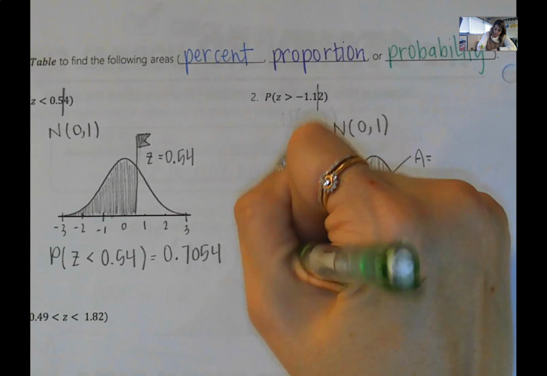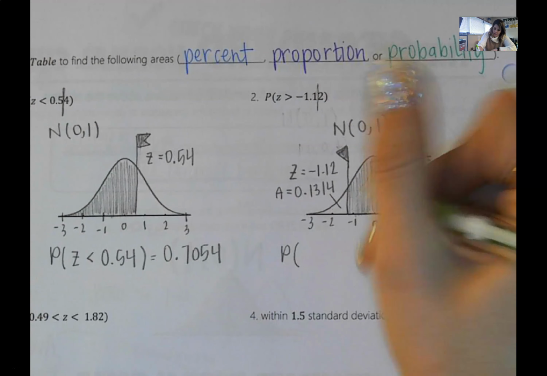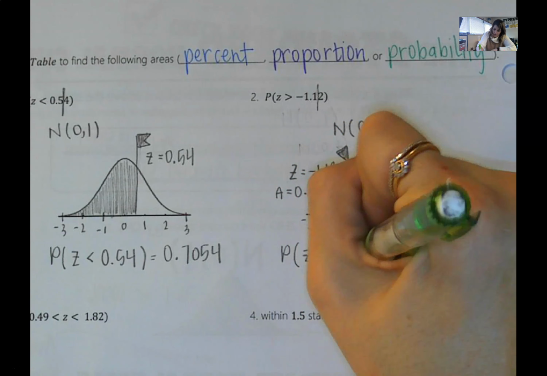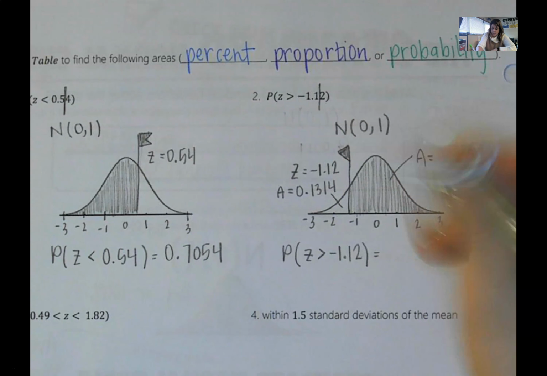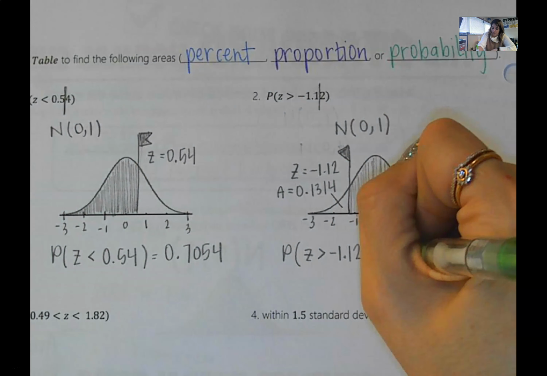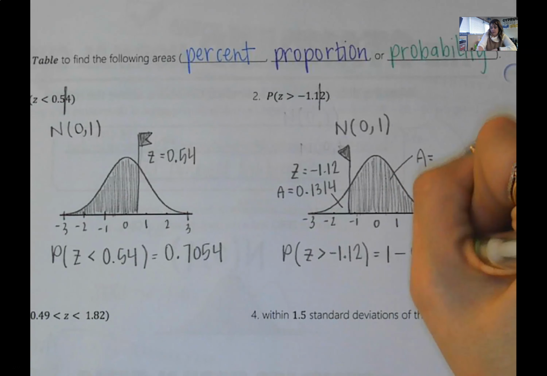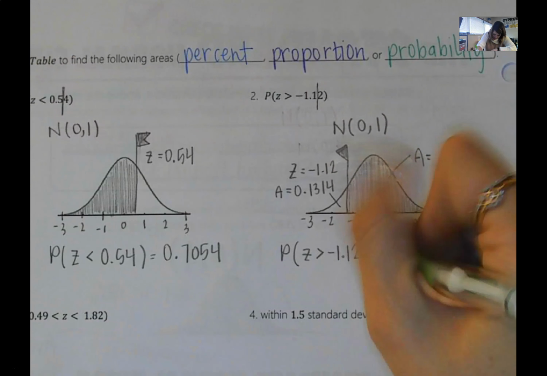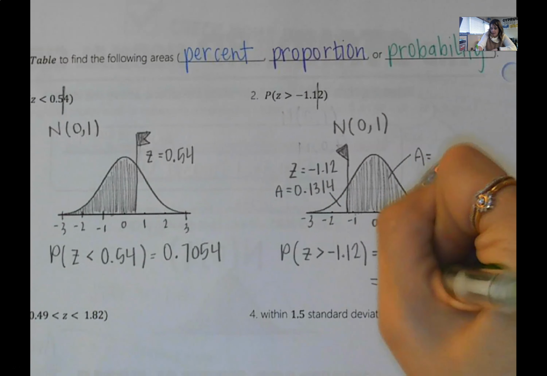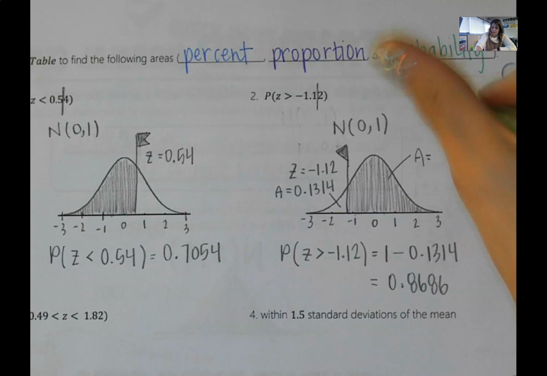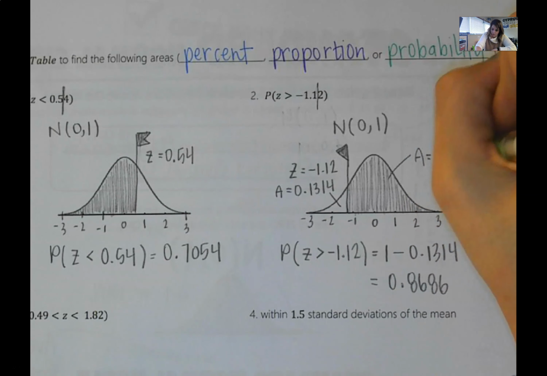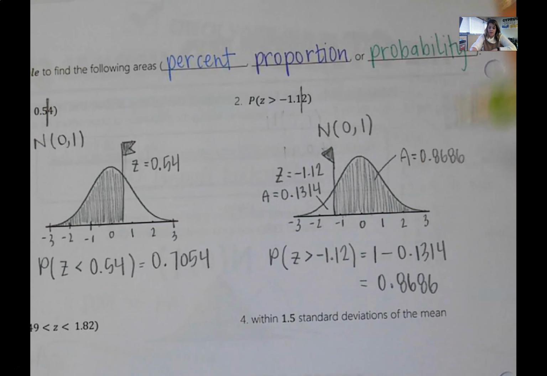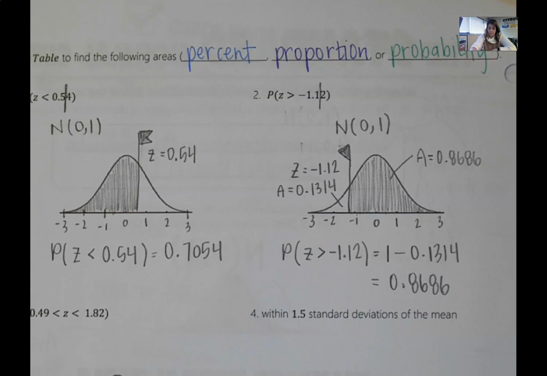So that means the area to the right of negative 1.12 is equal to 1 minus the area that was to the left. That ends up being 0.8686. So I write that down in my answer area, and I labeled it on my curve.